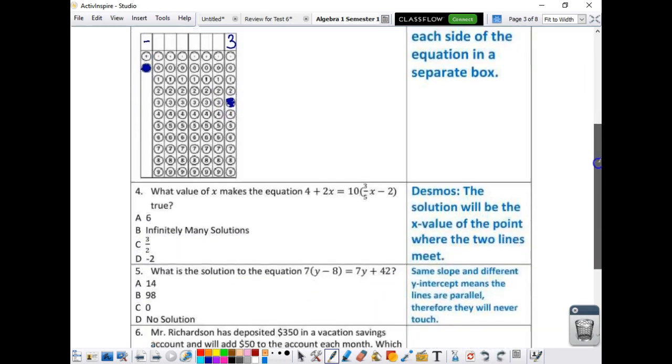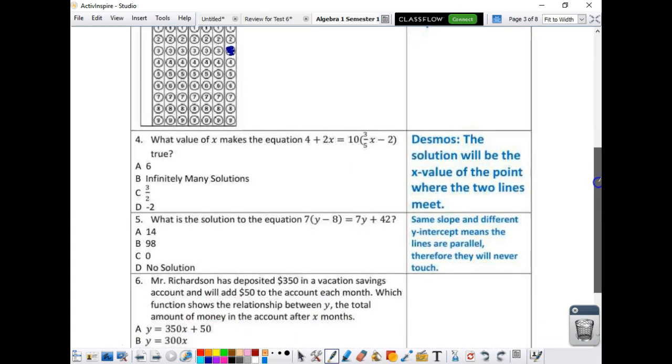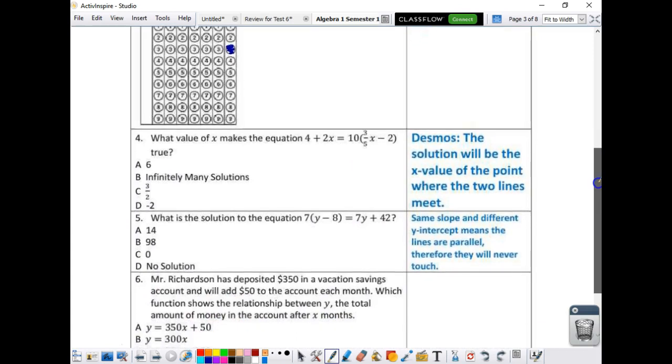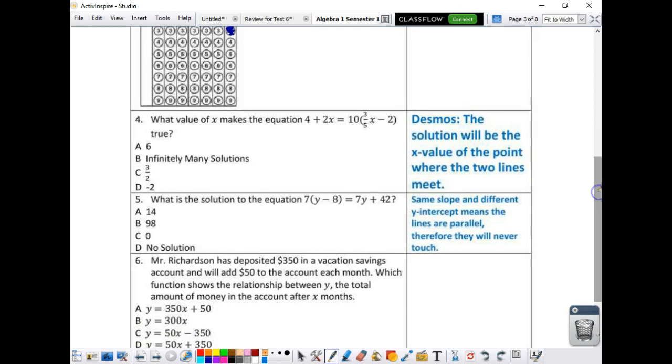Okay, do numbers 4 and 5 in the similar fashion. Make sure you're typing it in exactly the way that it shows. If you have 2 lines that cross one on top of the other, then it will be infinite solutions. But I'm not saying that's the answer, but I just want to let you know that that's how you know it's infinite. If you have 2 lines that are parallel, they have the same slope and different y-intercept, then they're never going to touch, so you won't have a solution.